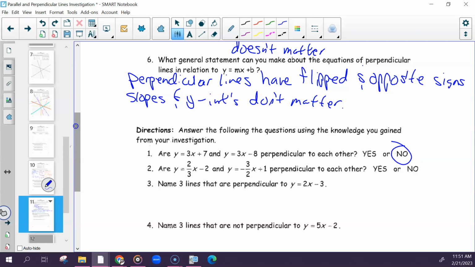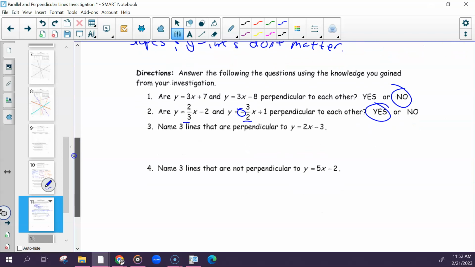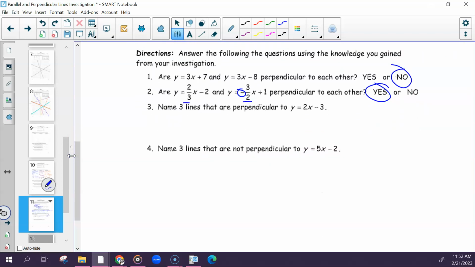What about the second two? Yes. Cameron, how do we know? But not just that they're flipped. What else? They have opposite signs. So it has to have both, otherwise it's not perpendicular. Just like parallel, if the fractions were flipped but the signs weren't opposite, it would not be perpendicular. Or if the signs were opposite but the fractions weren't flipped, it would not be perpendicular. Give me 3 lines that are perpendicular to y equals 2x minus 3.